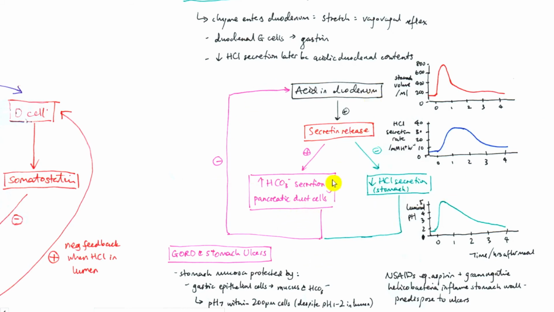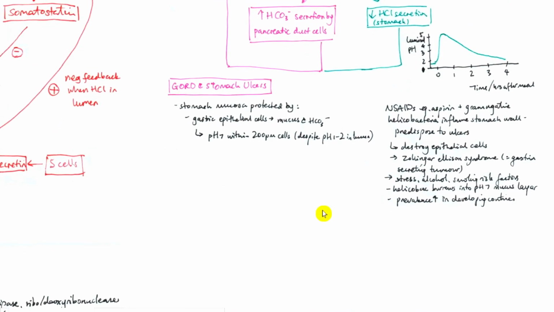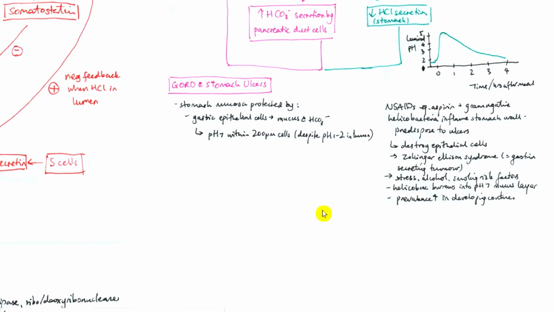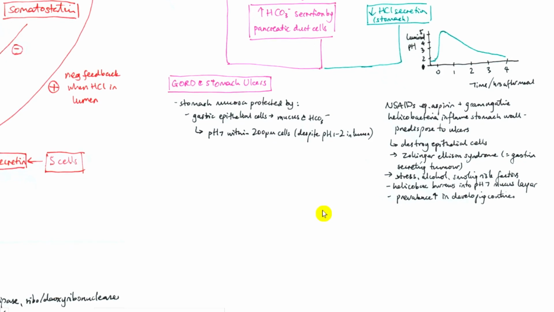Now, GORD and stomach ulcers. So GORD stands for gastroesophageal reflux disease, and stomach ulcers can also be caused by acid. So the stomach mucosa is protected by gastric epithelial cells, mucus and bicarbonate containing, which keeps the stomach within pH 7, around within 200 micrometers of cells, despite it being a very low pH of 1 or 2 in the lumen.